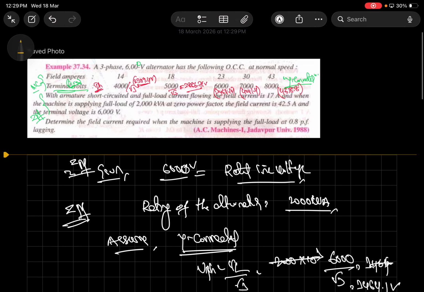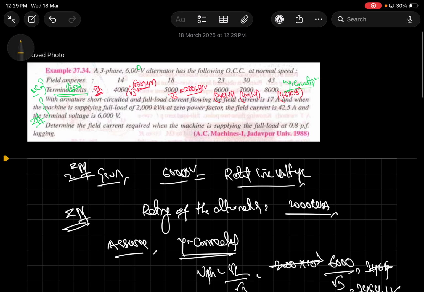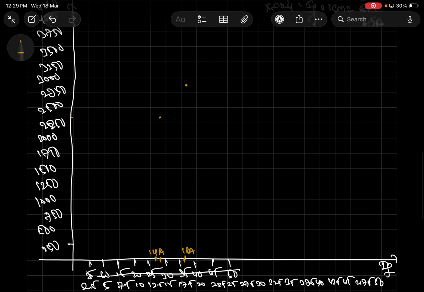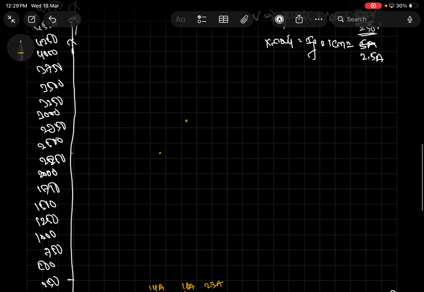Next one. What is the next point here? For 23 amps, 3464. For 23 amps, 3464.